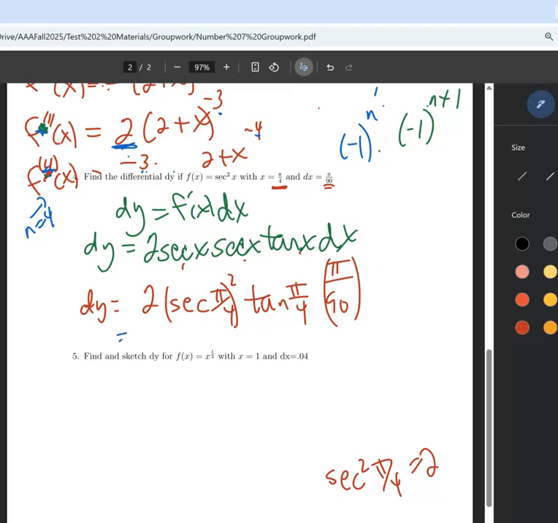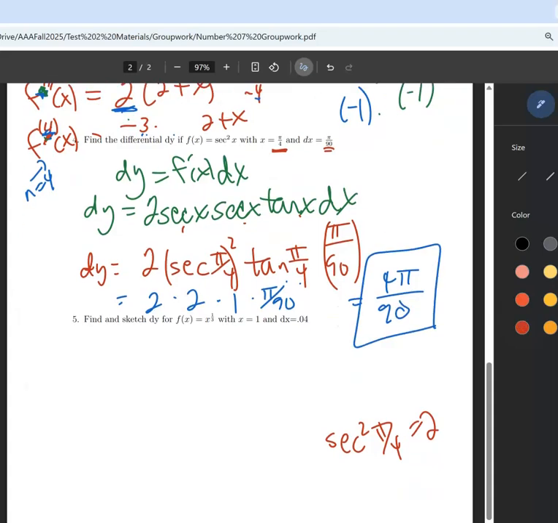So this is secant squared, so 2 times 2. Tangent of pi over 4, you know, is 1. And then times pi over 90. So this gives us 4 pi over 90, and that's a fine answer. Okay, so this is sketching and finding dy.